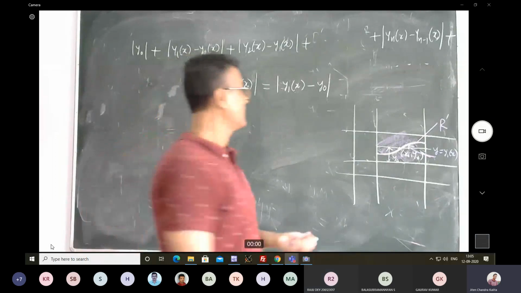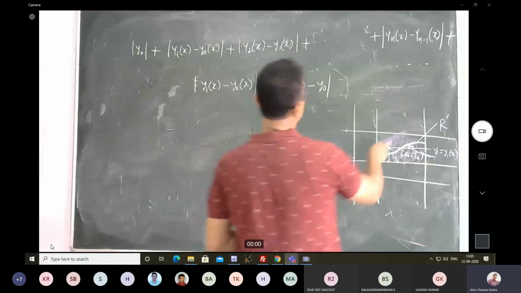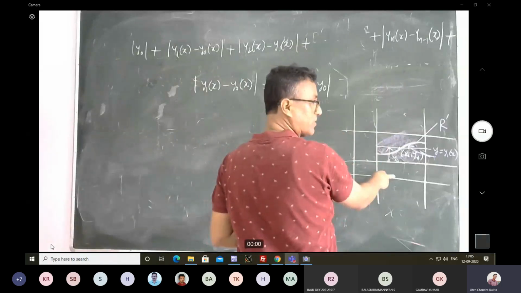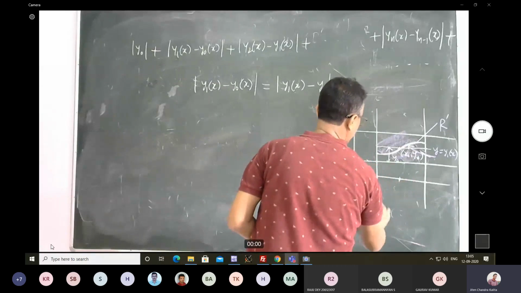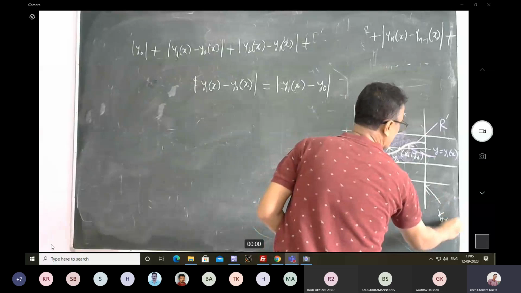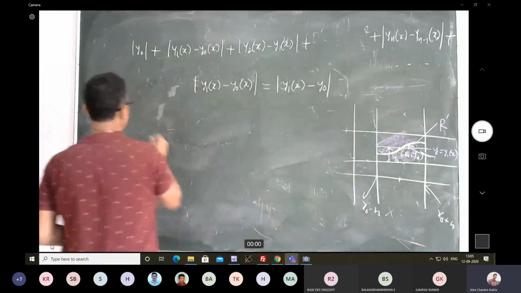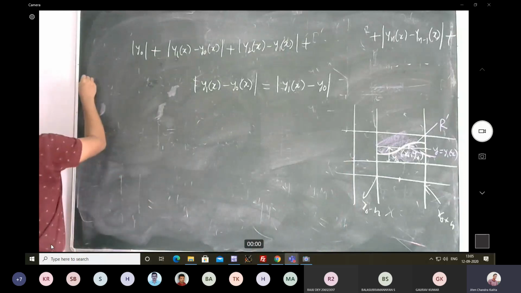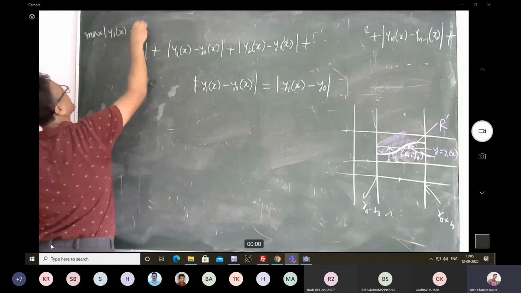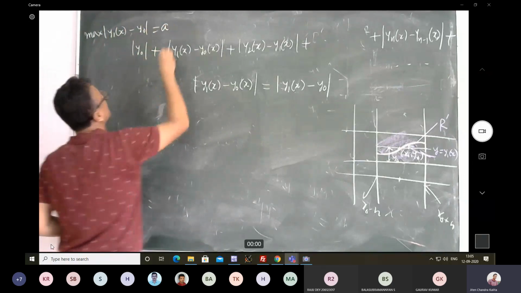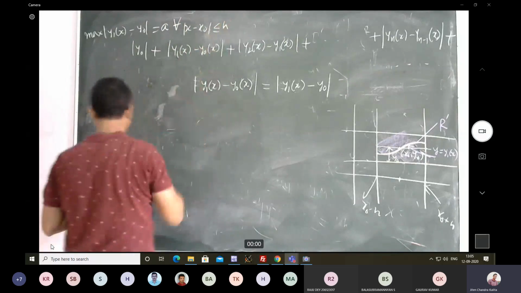So obviously now what is going to happen? At all points belonging to this interval, x naught minus h, x naught plus h, we are going to do that. So let us assume that the max of y naught is equal to a, and that is for all x.